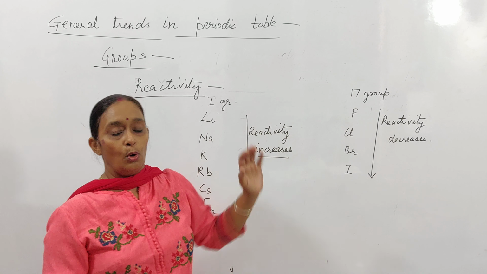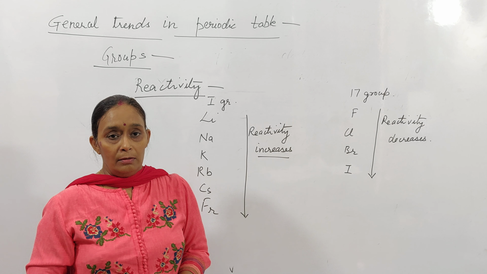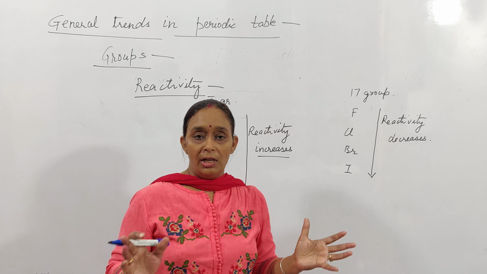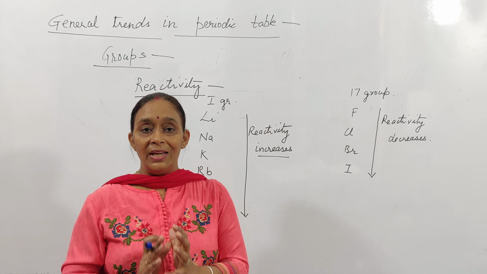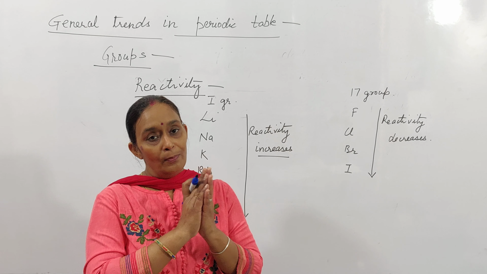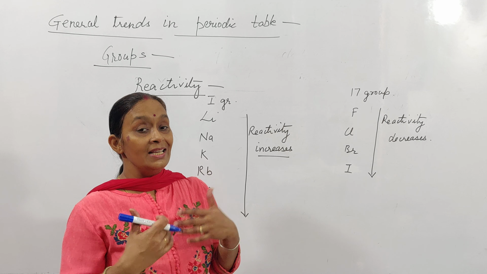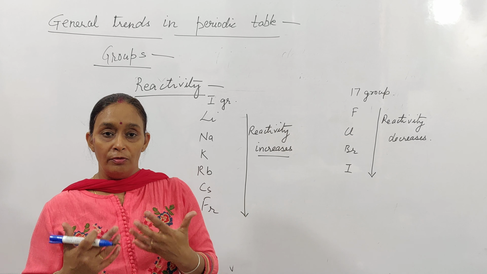So children, this is all for today. In the next class, we will take up the gradual change in the properties in the periods. That means as we move from left to right in the periodic table in rows, how do these properties change when we move in a period?